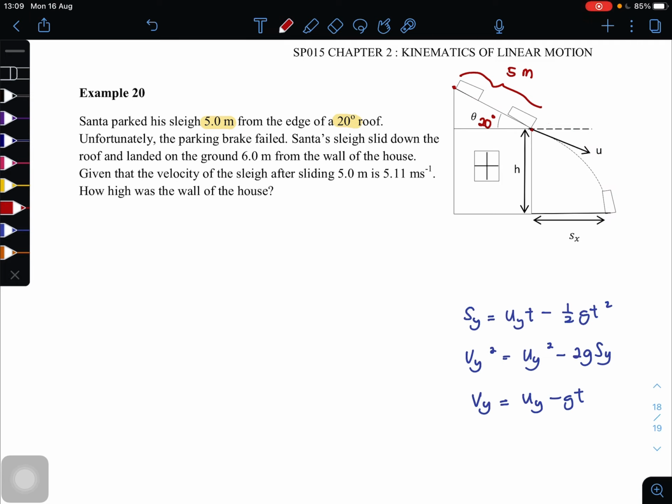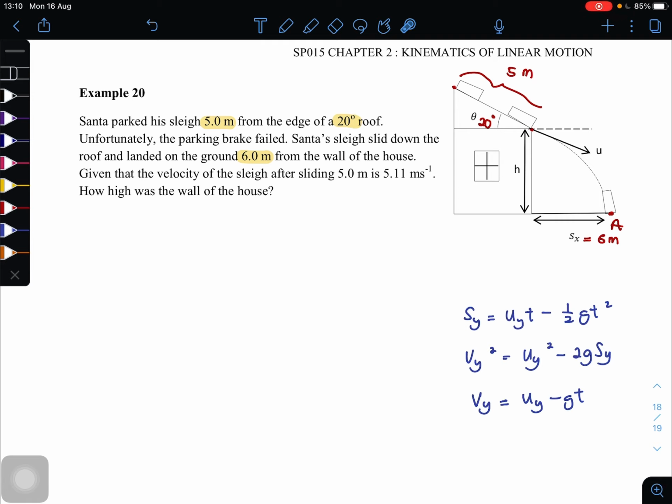So let's label here as point A. Okay, so this sleigh fell down at the point here, which is actually 6 meters, 6 meters from the wall of the house. So 6 meters here is basically the value for SX, 6 meters from the wall. This is the wall of the house.